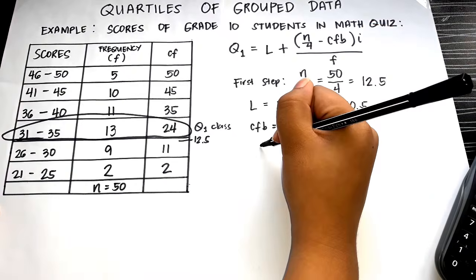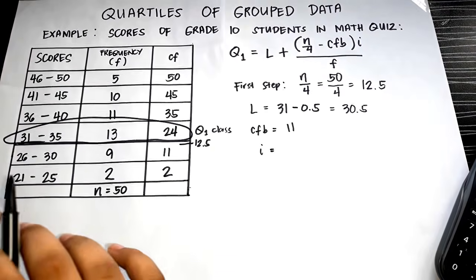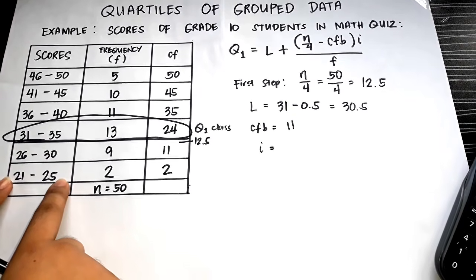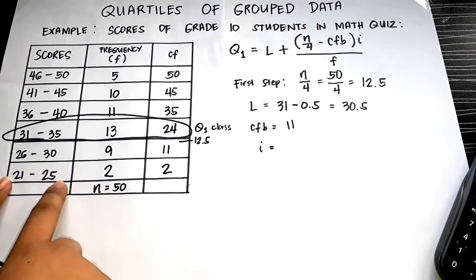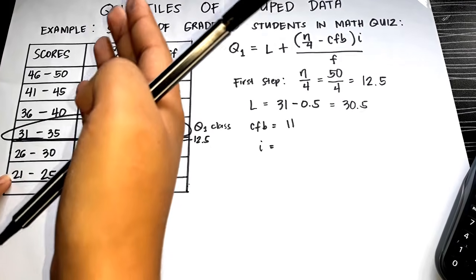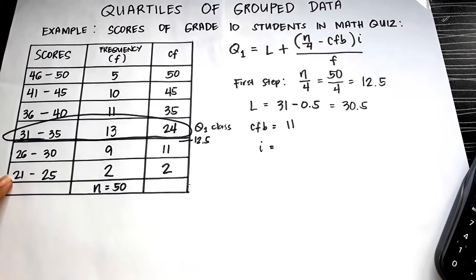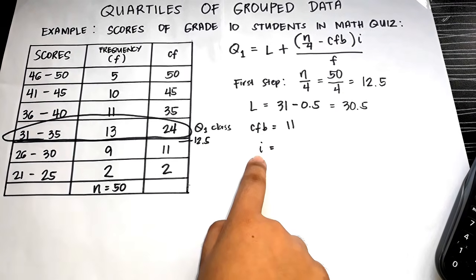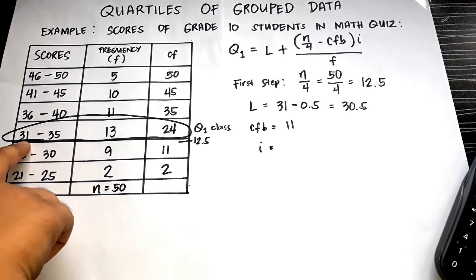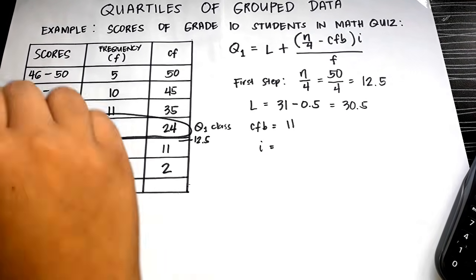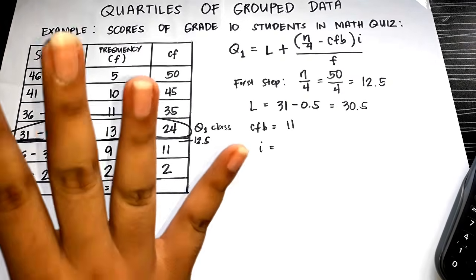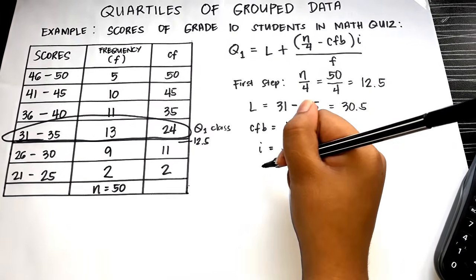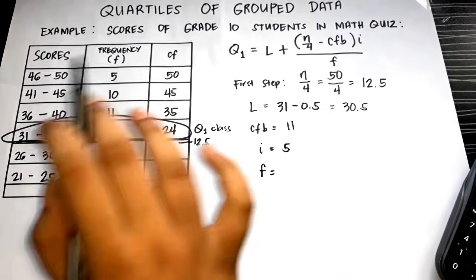And then, I is the interval. Again, interval po, we're going to get here sa ating scores. What is the interval between the two scores? So, again, ang interval po pag grouped data ay iisa lang para sa lahat ng scores. So, kung dito 5, sa lahat po yan, 5. Again, how can we get interval? We're just going to count from the lowest score up to the highest score. That is 31, 32, 33, 34, 35. Interval is 5.